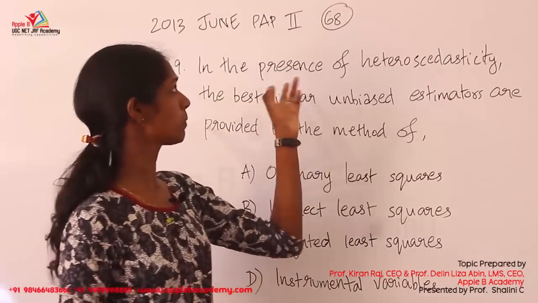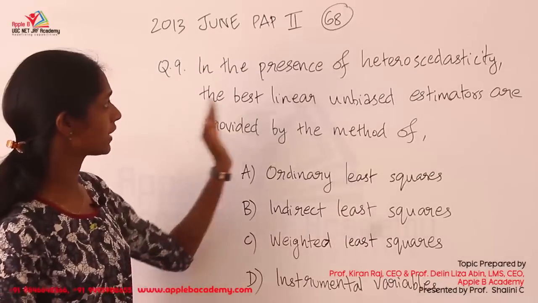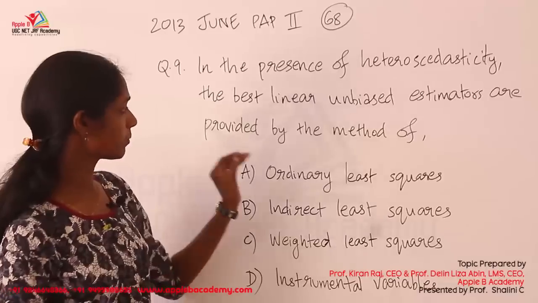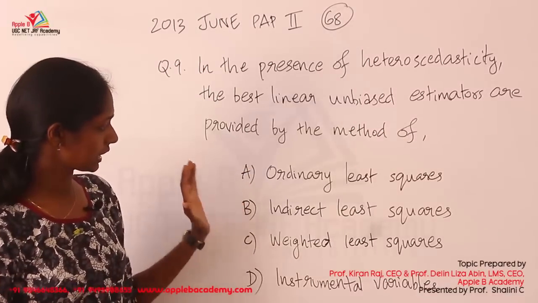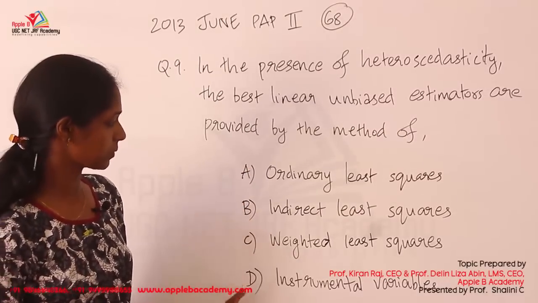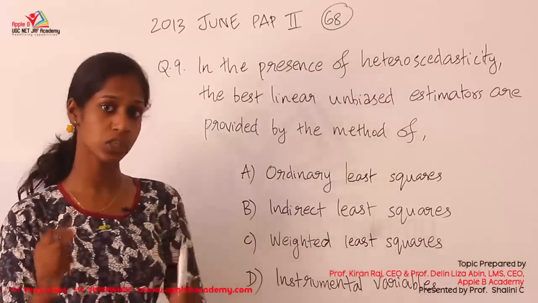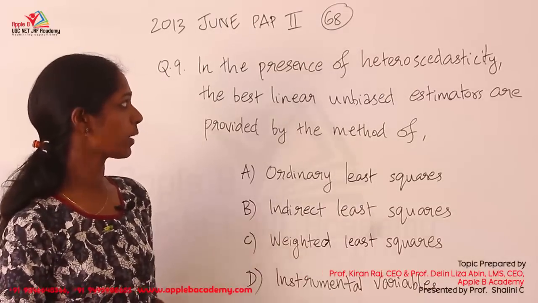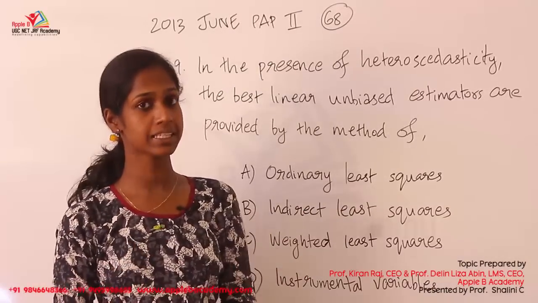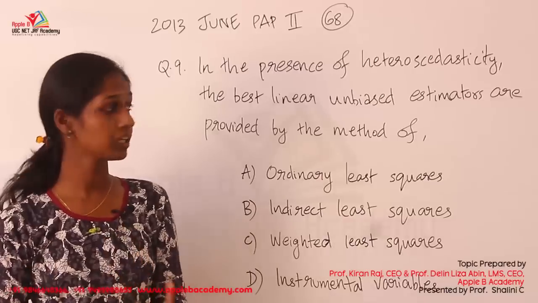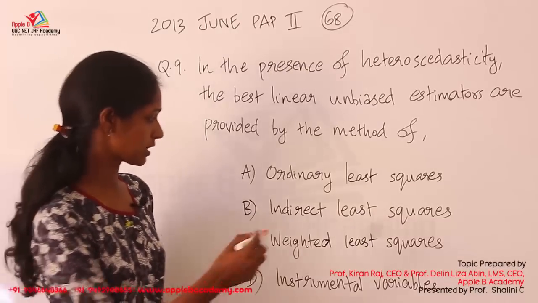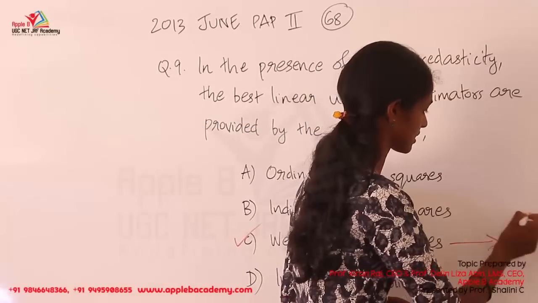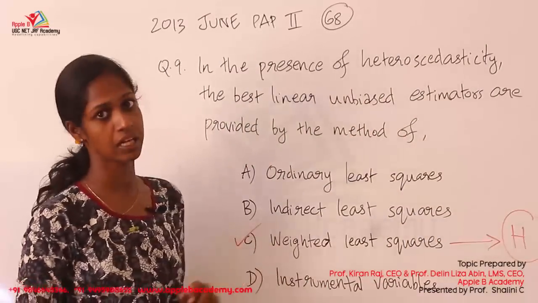2013 June paper 2, 68th question. In the presence of heteroscedasticity, the best linear unbiased estimators, or the BLUE, are provided by the method of ordinary least squares, indirect least squares, weighted least squares, and instrumental variables. So usually in the classical linear regression model we use ordinary least squares, which is OLS. So when there is heteroscedasticity, to make it still a best linear unbiased estimator, which measure do you use? It's nothing but WLS. Weighted least squares is used when there is heteroscedasticity in the model. So option C would be the answer.